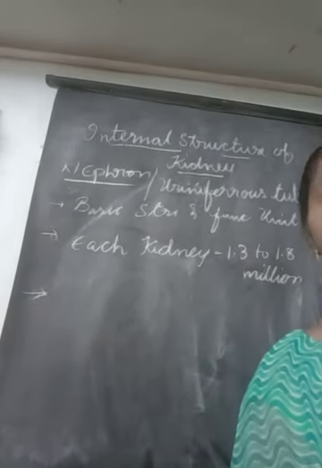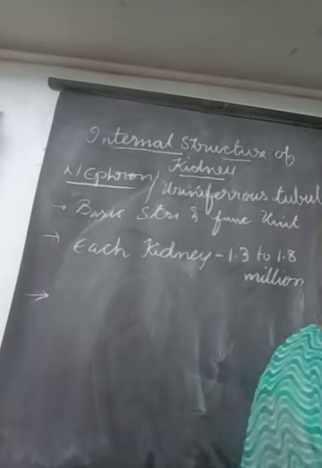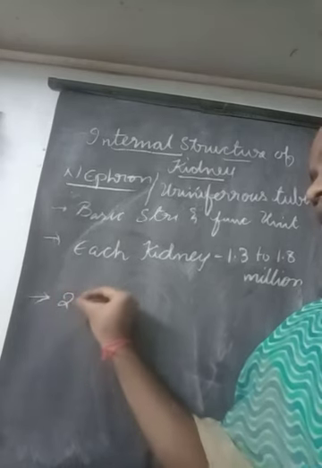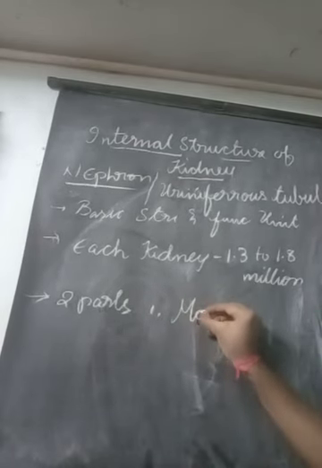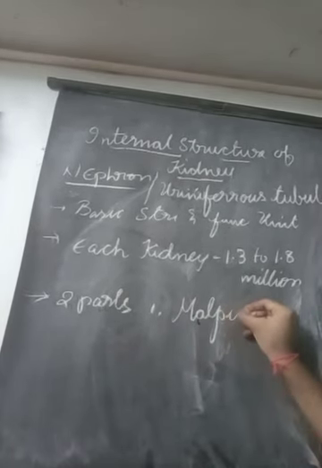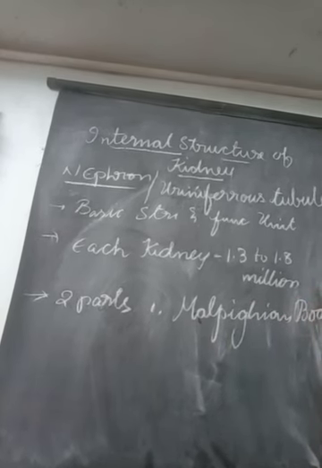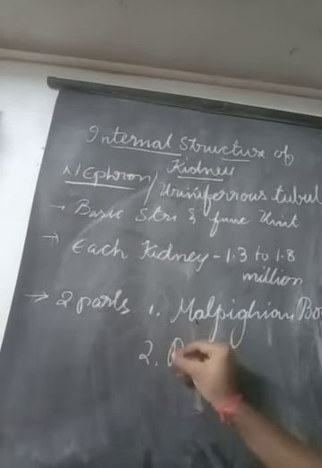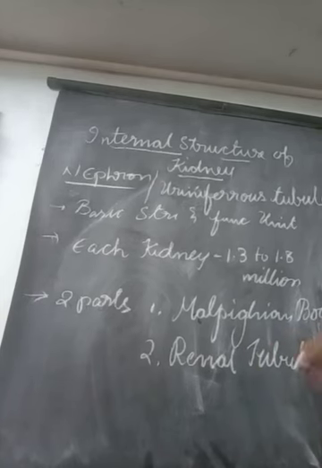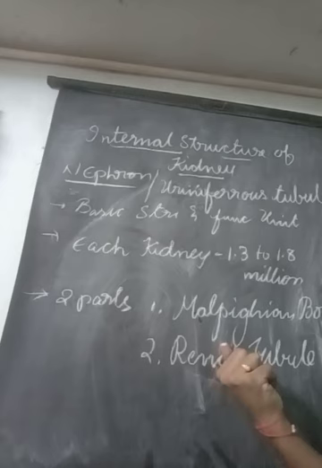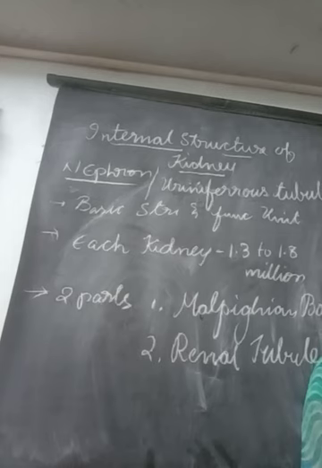Now let's get into the detailed structure of the nephron. Our nephron has two major parts. One is the Malpighian body, and the second part is the renal tubule. These are the two major parts of the nephron.